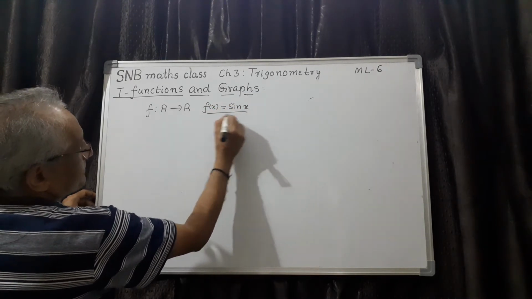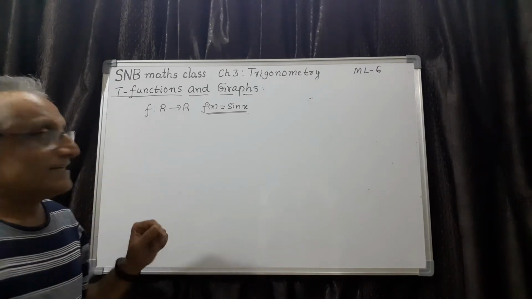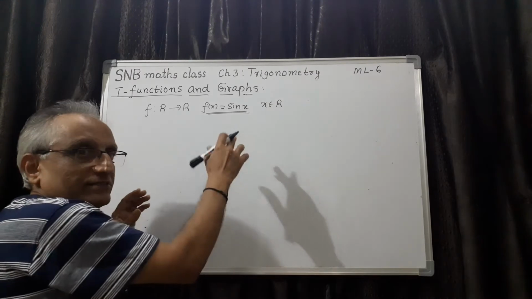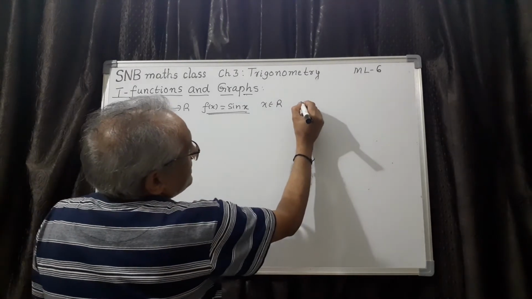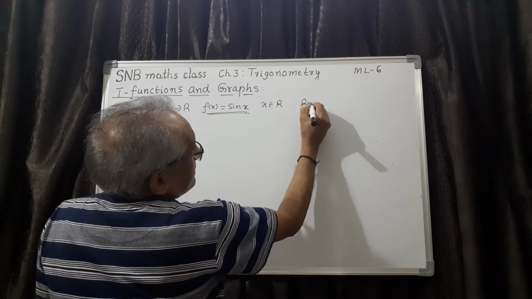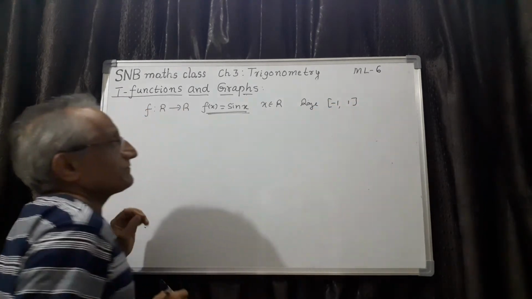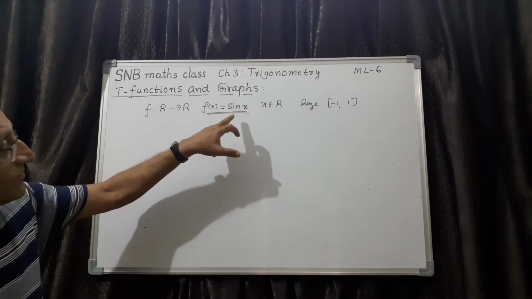So this is the first thing. And one more understanding is that the domain is R only. Domain is R, it is defined for all values, and the range is from minus 1 to 1. Now we want to draw the graph of this function.